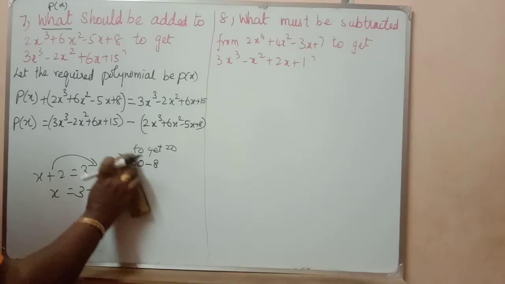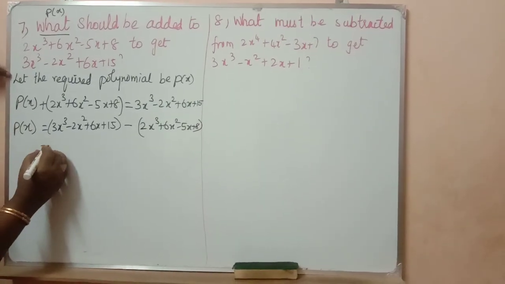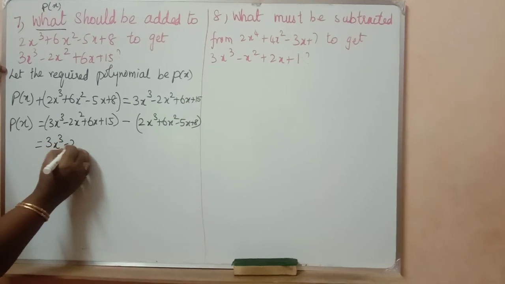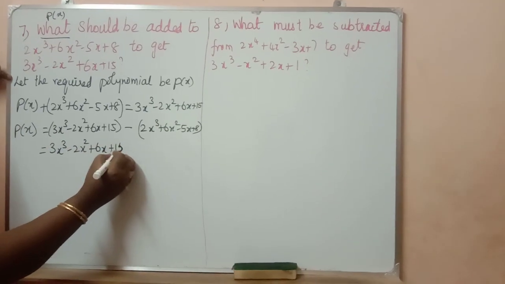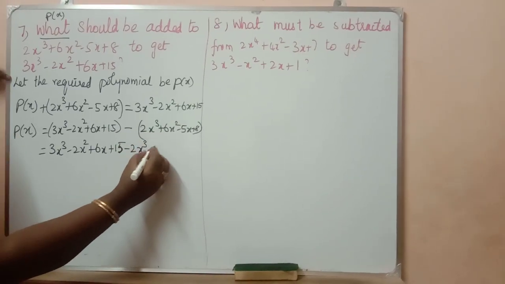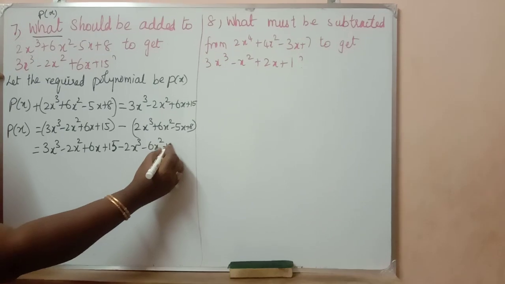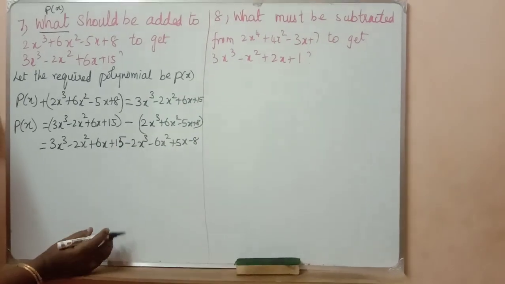I think you can understand the meaning of the question now. Now we know how to subtract. Write the first polynomial as it is: 3x cube minus 2x square plus 6x plus 15. If it is subtraction, change the sign of the second polynomial: minus 2x cube minus 6x square plus 5x minus 8. Yes, you are right. Change the sign for the second polynomial.